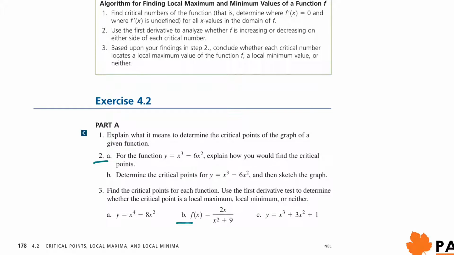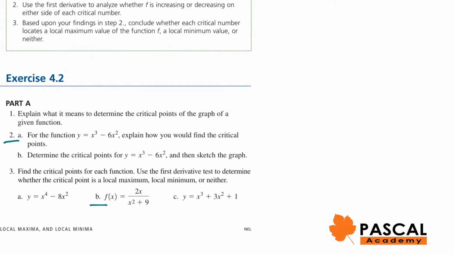Derivative of y equals x3 minus 6x2 is y prime equals 3x2 minus 12x. 3x is a common factor. If we set it to 0, x would be 0 or 4, critical numbers. Plug in 0 into the original function, we have 0. Plug in 4, we have 64 minus 6 times 16, which is negative 32.